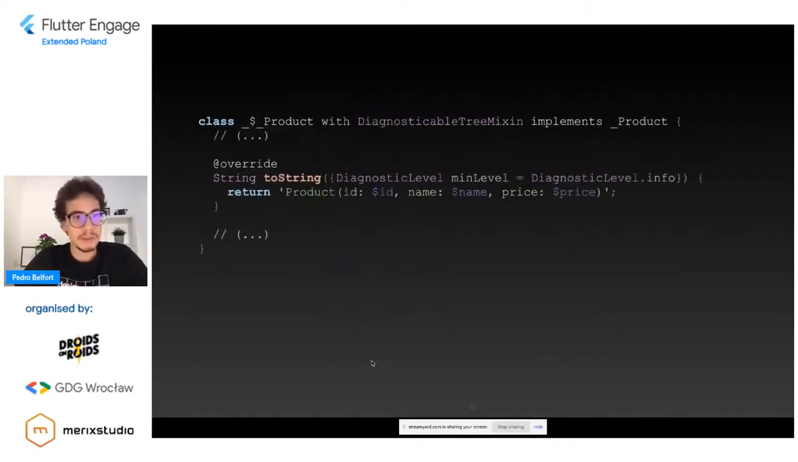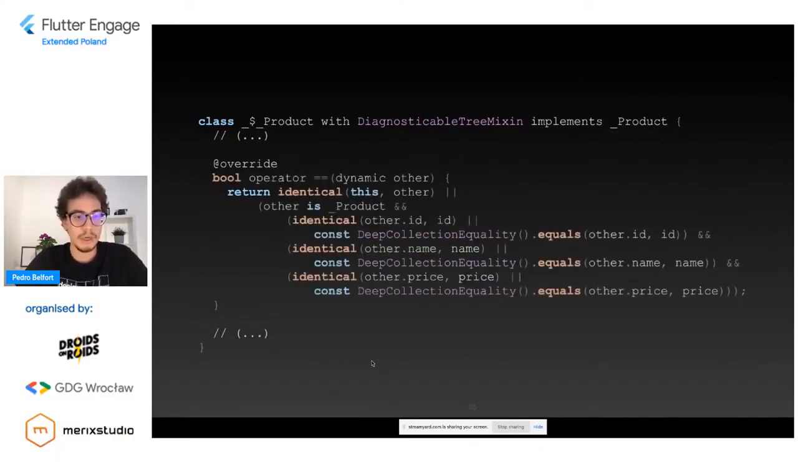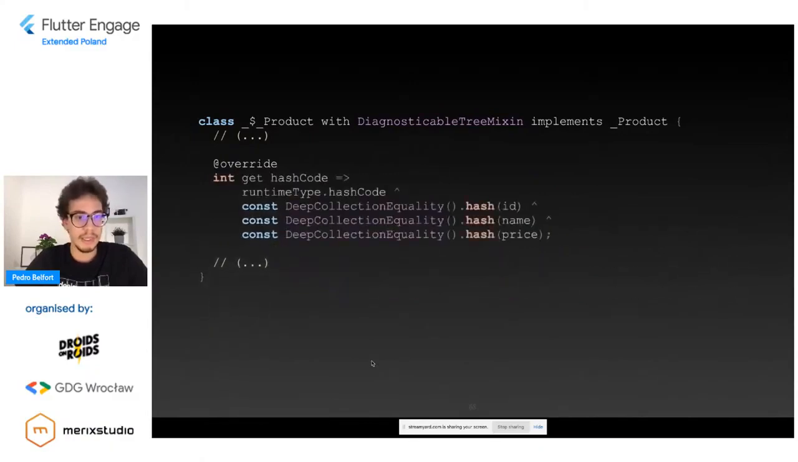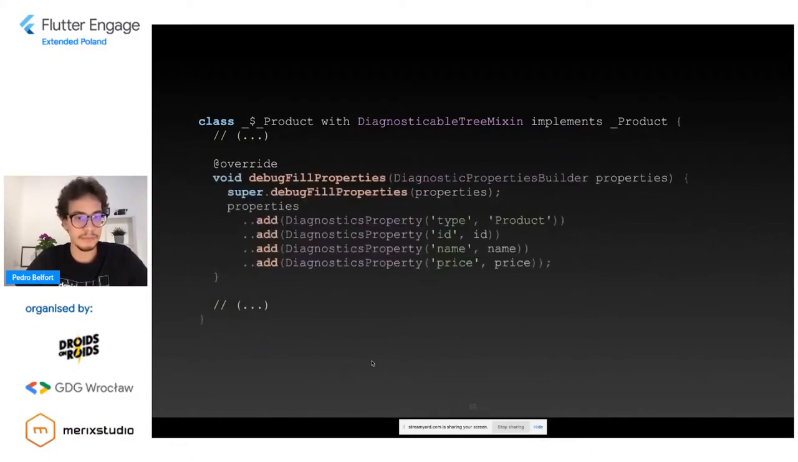Now, what about this other implementation of product? What do you get with that? Well, first, you also get the mix-in that I mentioned for when you import foundation. And you get the toString override, which gives you a very nice view of the class and its properties. You also get the equality operator override and hashCode. And these are the debuggable properties.